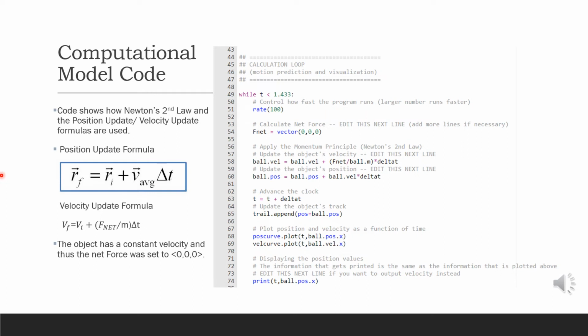Now, this is the next section of my computational code. The formulas I mentioned before, the last two I used in this code, the updated velocity formula and the updated position formula, are shown here. The ball has a constant velocity, and thus net force, as shown by the Fnet equals vector 0, 0, 0.